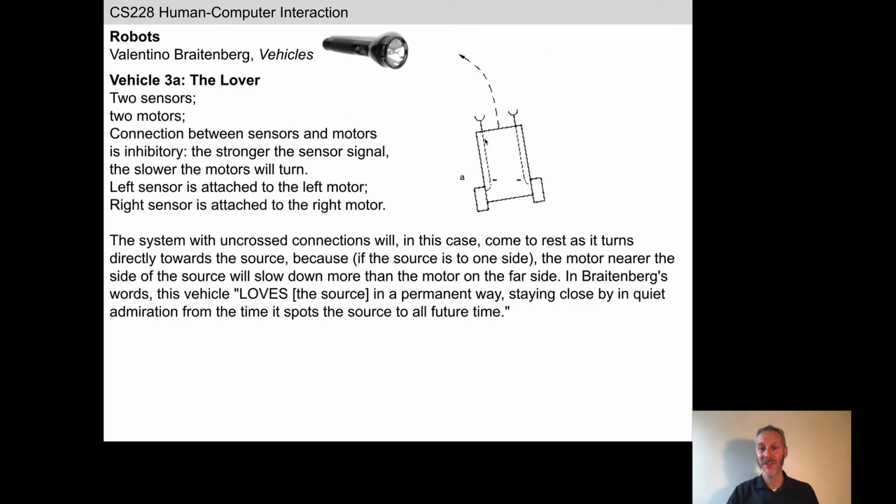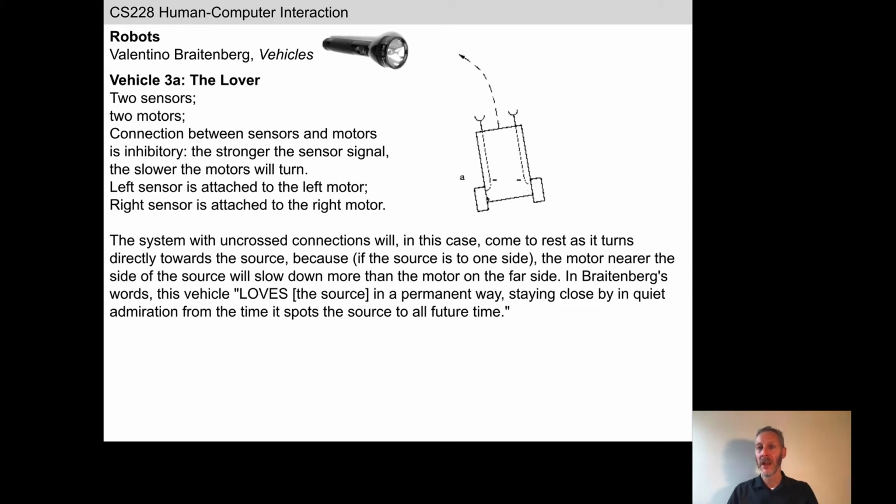So we're back to ipsilateral connections, same side connections. In this case, we have inhibitory connections, which are indicated by the negative signs here, meaning that if there is more light that falls on the sensor, the more that sensor inhibits the turning of the wheel to which it's attached. So we're kind of inverting the signal. Less light falling on the sensor means there is less inhibition of the turning of the wheel.